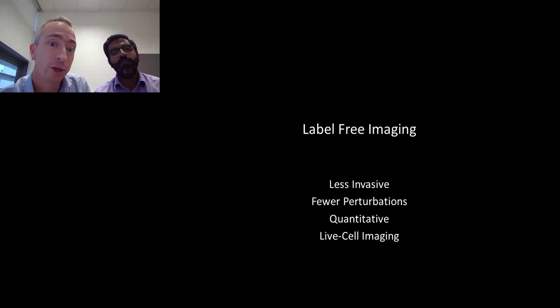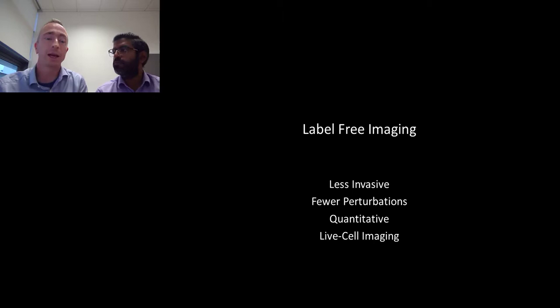And this is for label-free imaging. Now, you might ask yourself, we can do this, but what's so different about label-free imaging? Well, arguably, it's less invasive, which is important, fewer perturbations, and it's quantitative, which enables us to do live cell imaging. But we can do live cell imaging with fluorescent tags. We can label them and see them. But that may cause perturbations.